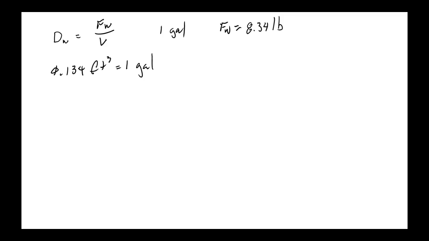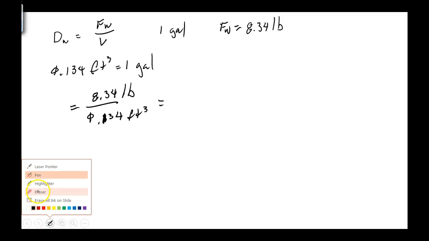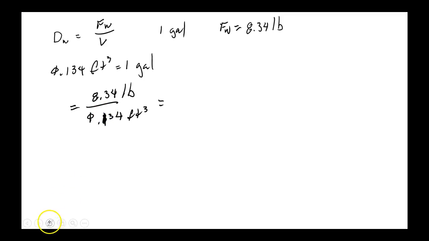So, we got what a volume is. We got what the weight is: 8.34 pounds. They gave you that, and they gave you a gallon, and we just found out from Google that it's 0.134 cubic feet. Punch that in your calculator here.